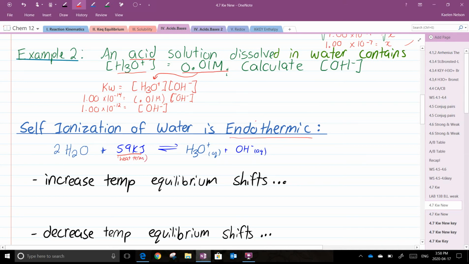And now we have to bring a little bit of Le Chatelier back into here. If we remember our Le Chatelier's principle, if we increase the temperature, what happens to the equilibrium? So I'm going to push this up. My equilibrium is going to shift to my product side, so this way, or to products, which means I have more H3O plus and OH minus.